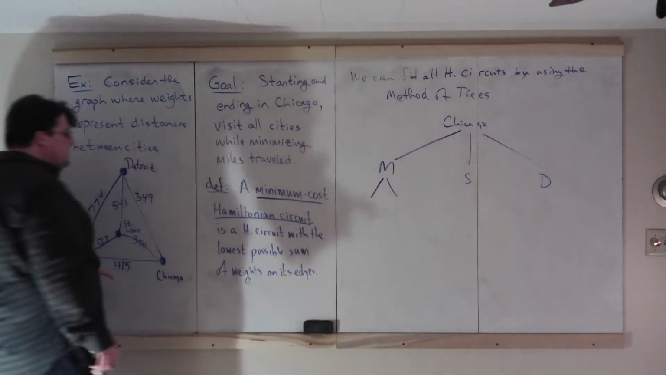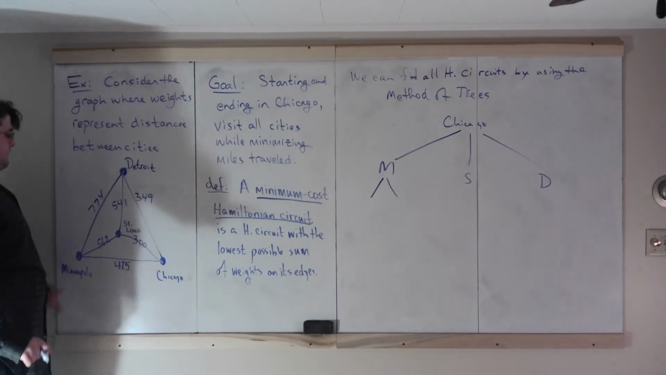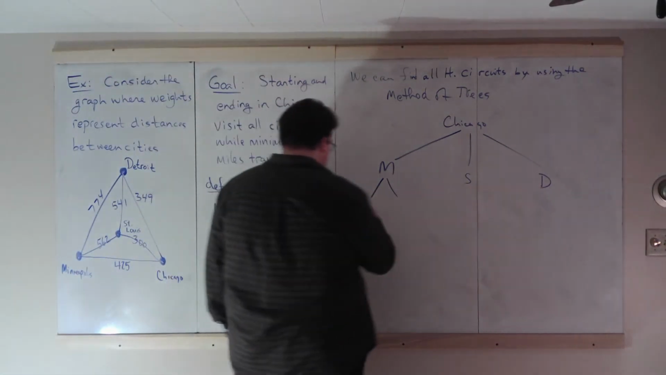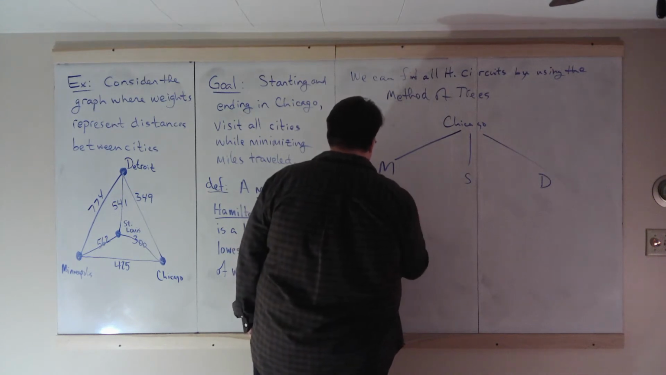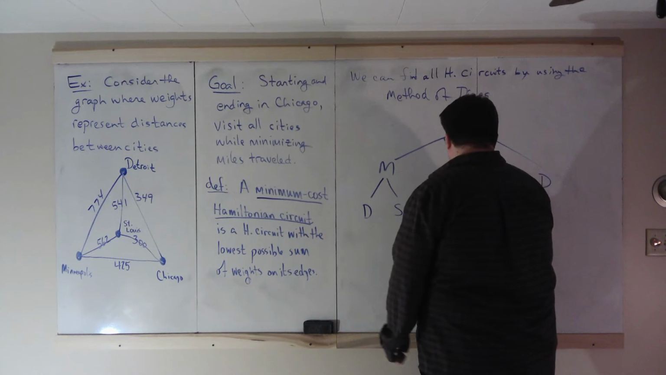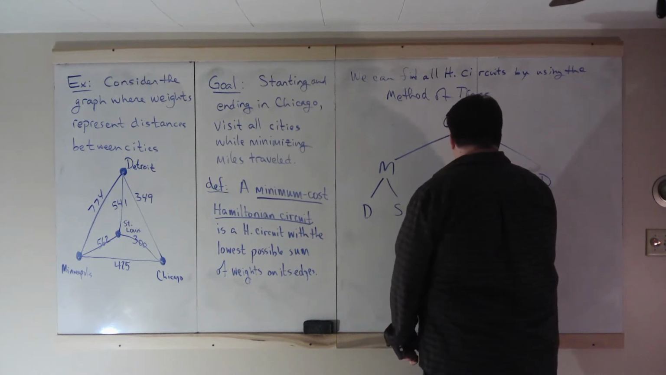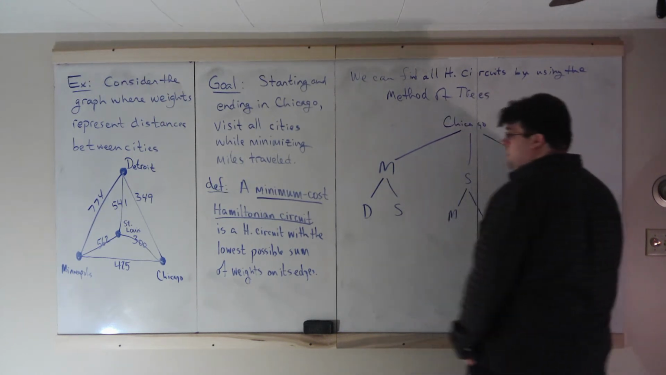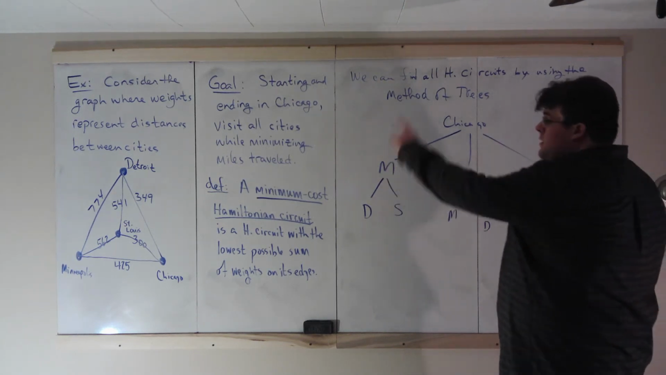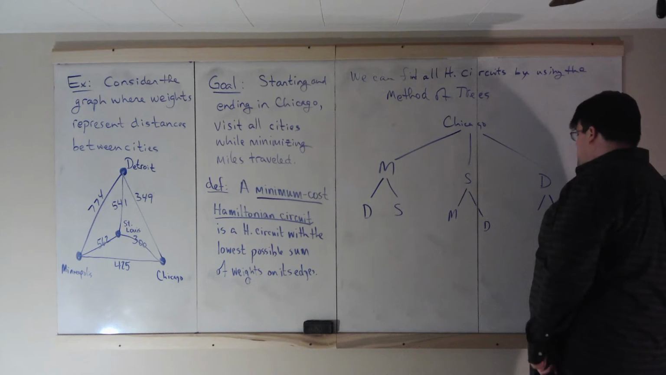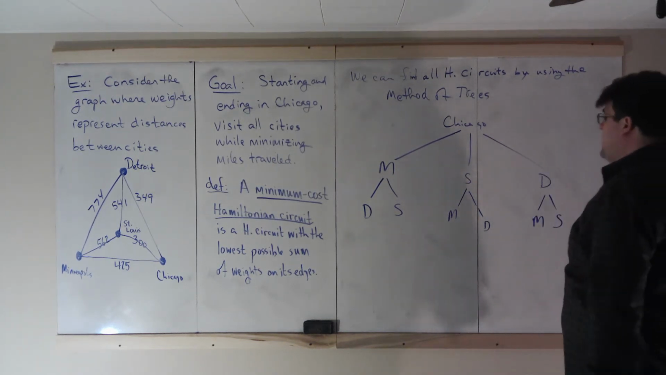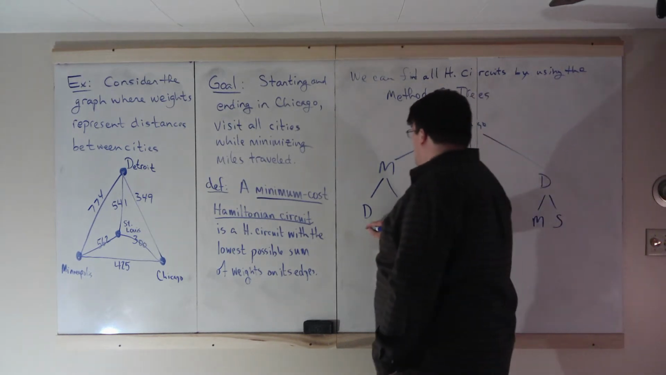Well, we can't go back to Chicago because we need to visit the other 2 first. So from Minneapolis, you can go Detroit or St. Louis. From St. Louis, you can't go back to Chicago, so you can go to Minneapolis or Detroit. From Detroit, you can't go back to Chicago, so you need to go to either Minneapolis or St. Louis. And now, once we've made our 3rd city, the rest of the path is decided.